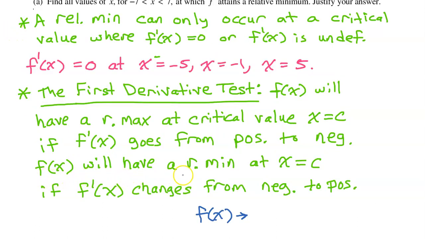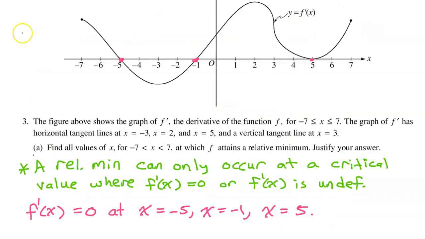Similarly, f of x will have a relative min at x equals c if f prime changes from negative to positive. Again, this makes sense because if the first derivative is negative, it means the original function is decreasing in that interval. And if the derivative is positive, the function f of x is increasing. So it makes sense that we would have a relative min at the bottom of this little valley.